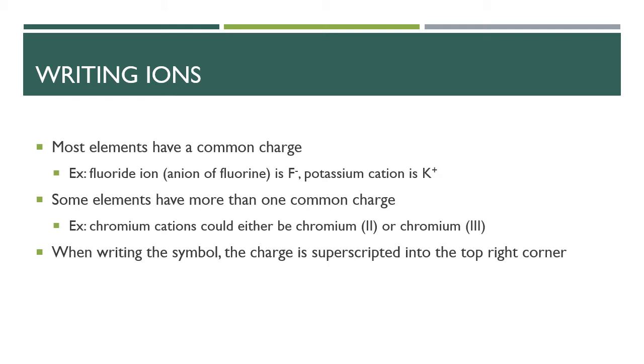Some elements will not have one single common charge. For example, chromium, one of the transition metals, could be either a chromium 2 cation, so a chromium with a +2, or it could be a chromium 3 cation, chromium with a 3+. When you write the symbol for an ion, the charge is superscripted into the top right corner, as shown for the symbols for fluoride and potassium at the beginning of this slide.